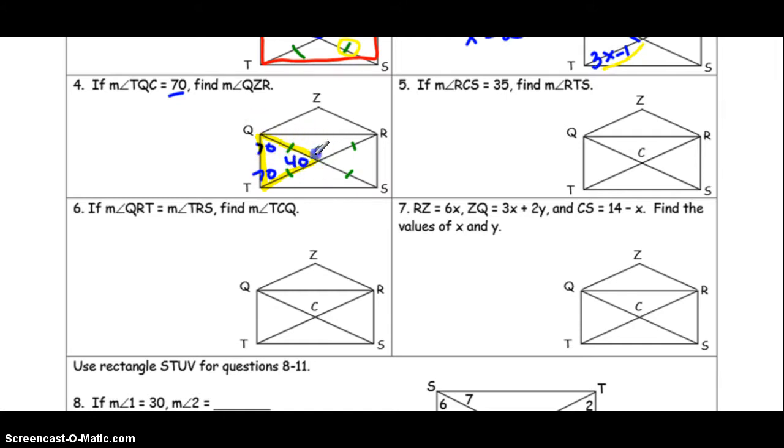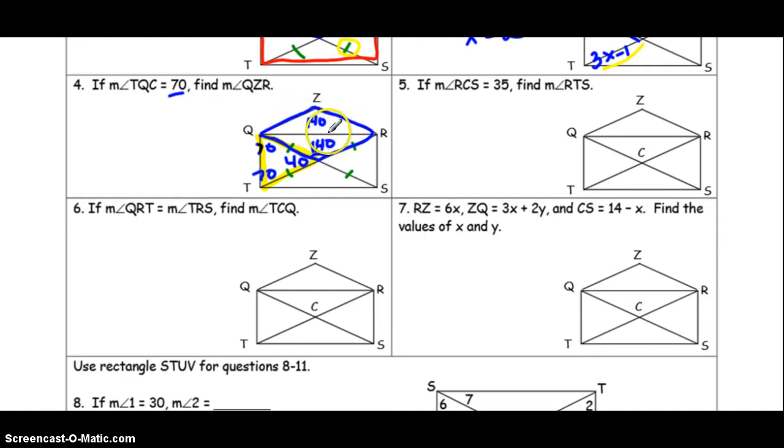Next, we can get this angle right here. Because it is a linear pair, it is supplementary to 40. 180 minus 40 gives us 140. And lastly, we know that this shape right here, QZRC, is a parallelogram and that the opposite angles are congruent. So if C is 140, Z will also be 140.